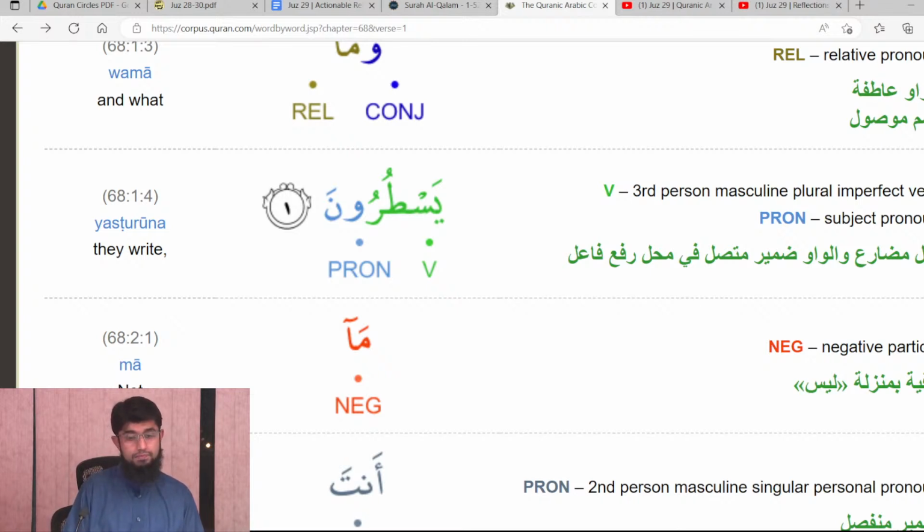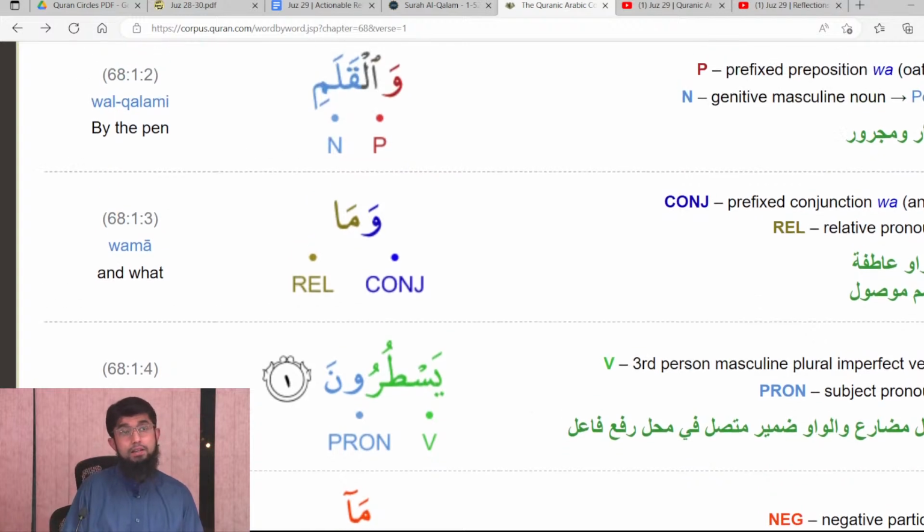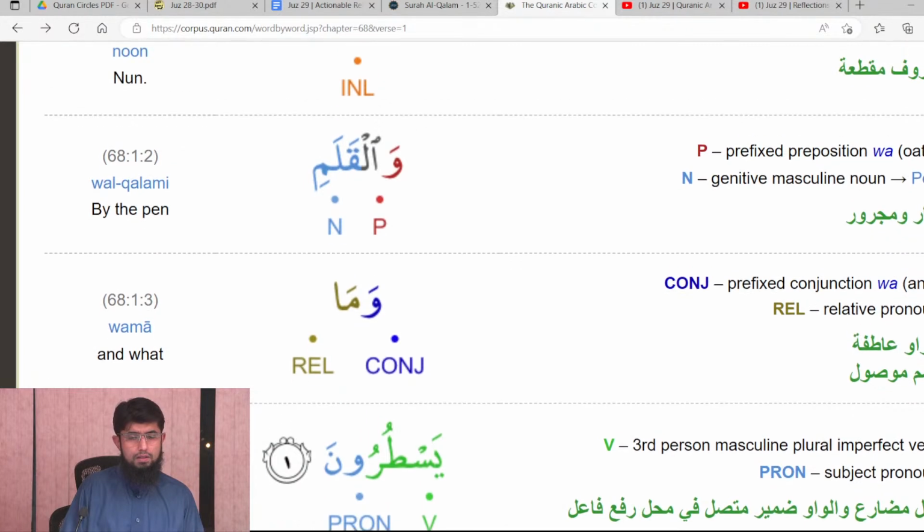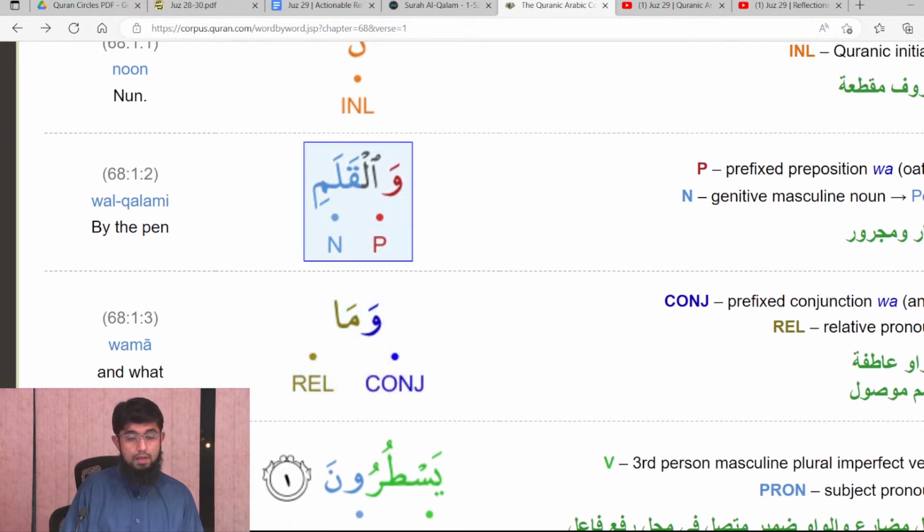One more question. The first one, wal qalam, instead of bil qalam. What's the difference? Usually you think of "with the pen", so bil qalam. No, here wal qalam is taking an oath, like wallahi, right? It's like that, wallahi, or I swear. Wal layli idha saja. So it's taking an oath.